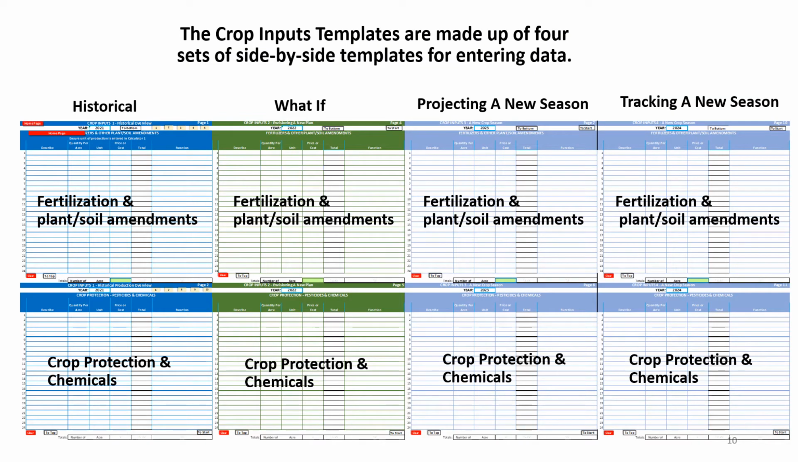The crop inputs templates are made up of 4 sets of side-by-side templates for entering data. The upper half is for fertilization and plant and soil amendments. The bottom half is for crop protection and chemicals.